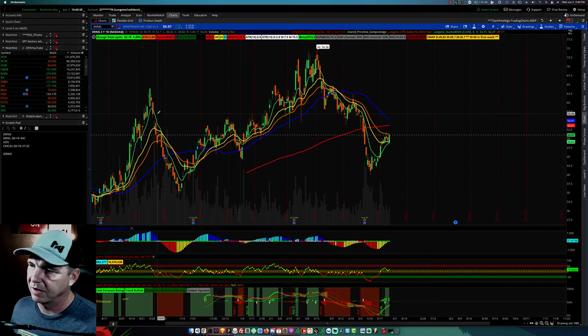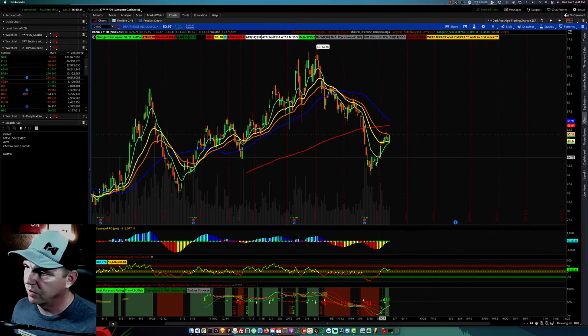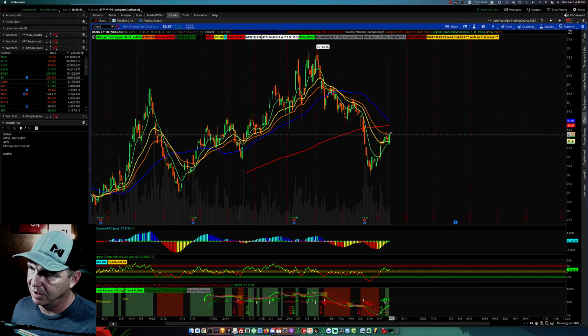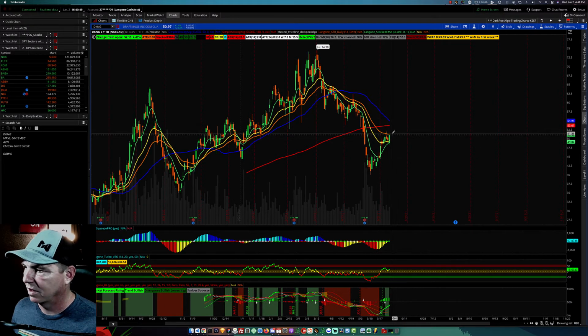Moves about $2.50 a day. Looks like we reverted to the 34. Rejected, came back down and tested the 21 for support, maintained support, came up and didn't quite touch the 34 again today, but we did close above the 21 with the 8 moving upwards.